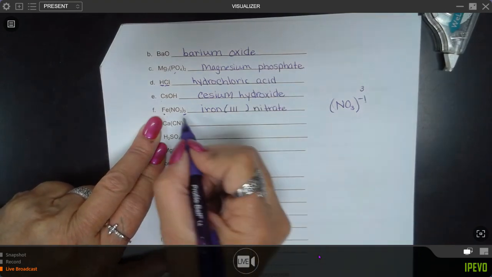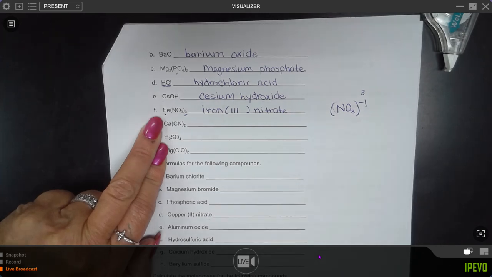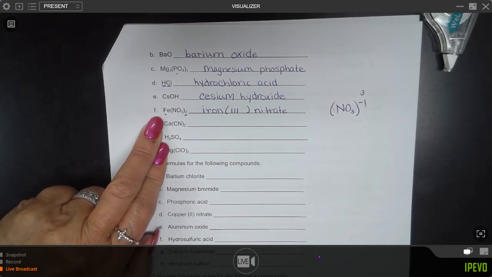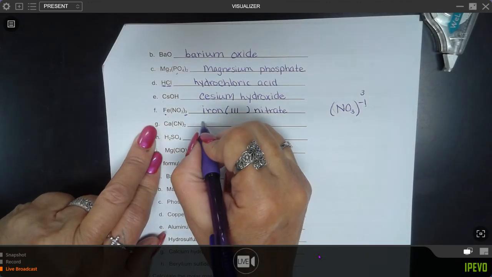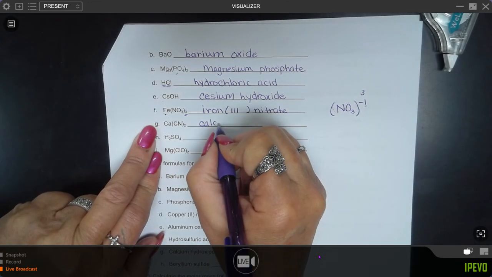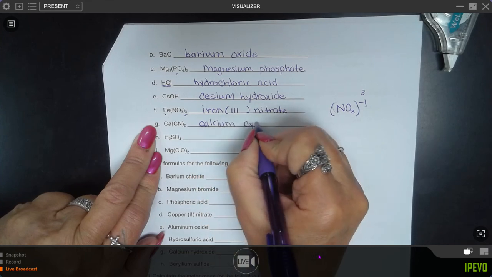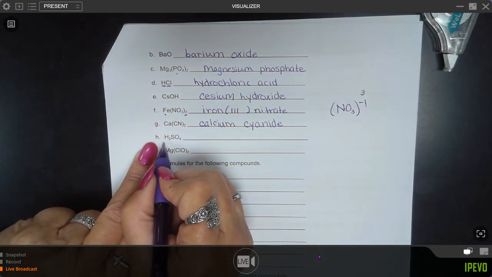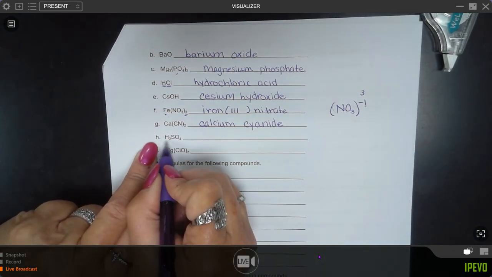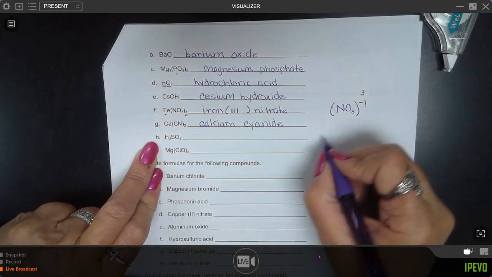Now, sometimes you can just crisscross that and it works, but I wanted to show you how to double check and make sure your charge is right. All right, G, calcium, and then CN is a polyatomic ion, cyanide. Look at this, another acid. It starts with a hydrogen, it's an acid. This is a polyatomic ion. This is sulfate.